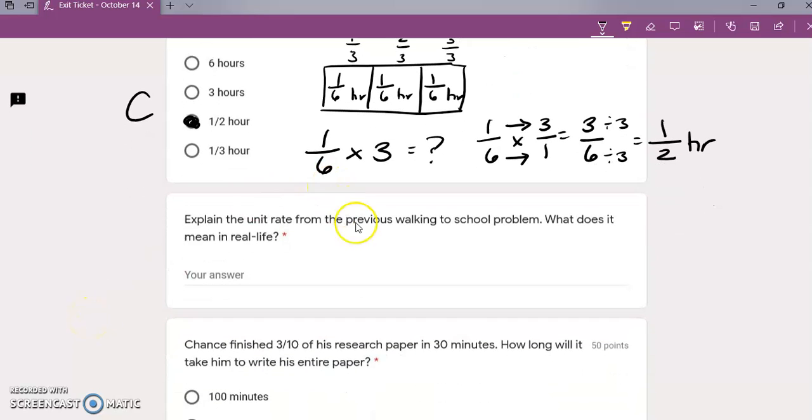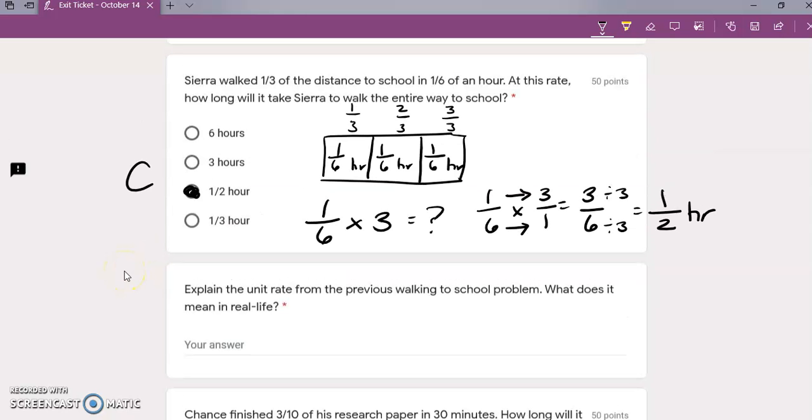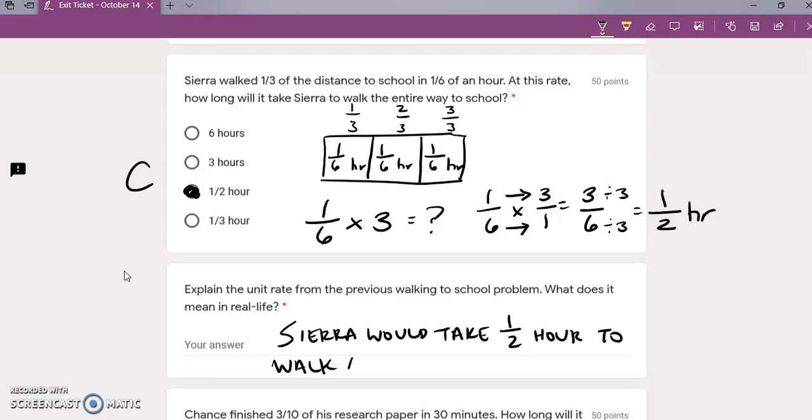Okay, so explain the unit rate from the previous walking to school problem. What does it mean in real life? It means Sierra would take half of an hour to walk all the way to school.